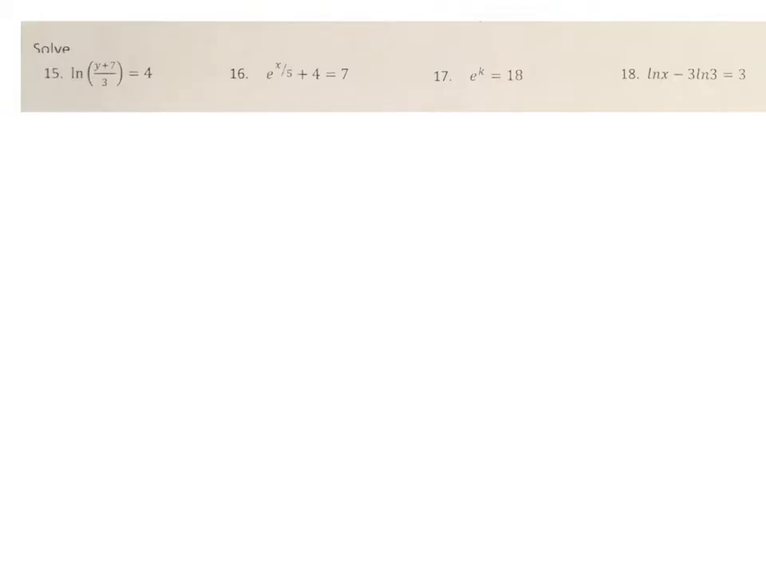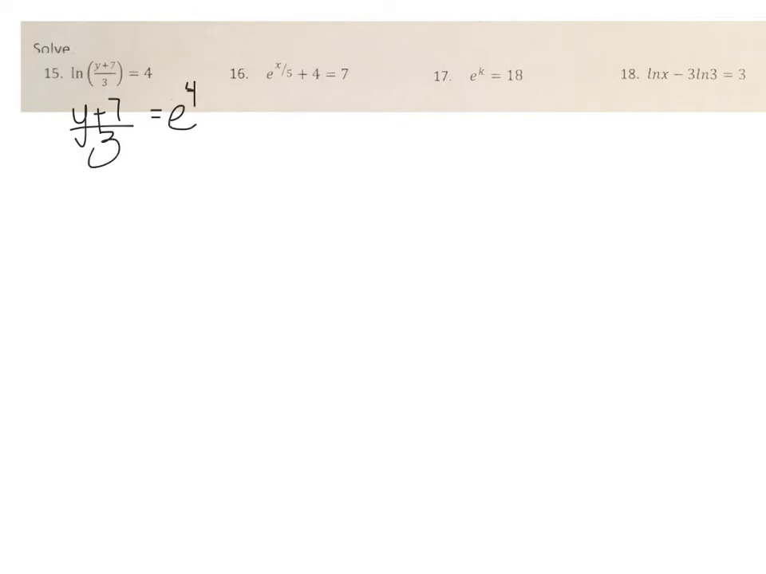All right, so now we're at number 15, solving equations. The natural log of y plus 7 over 3 equals 4. I have a log equal to a number. I don't need to expand anything. I just need to rewrite it as an exponential, or I need to exponentiate. So natural log is log base e, so I can rewrite that as e to the 4th power equals what's inside. Oh, let me do that the other way around. Y plus 7 over 3 is equal to e to the 4th.